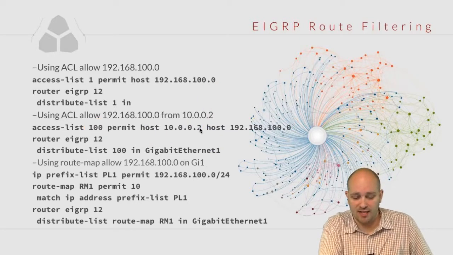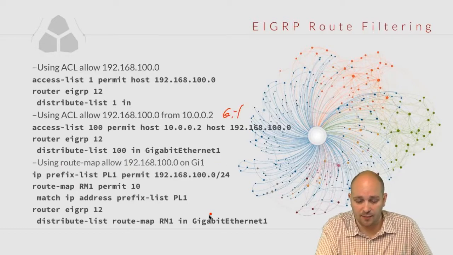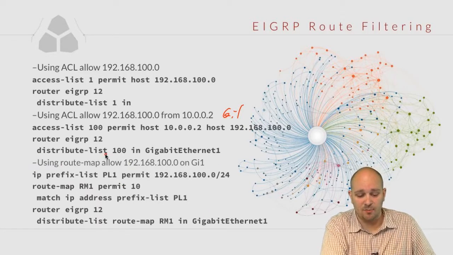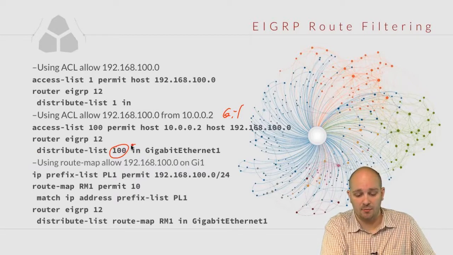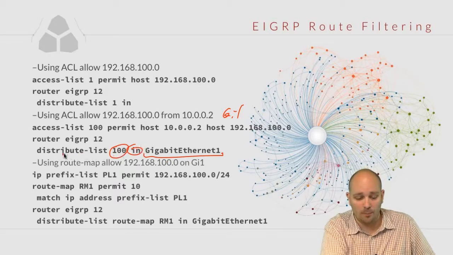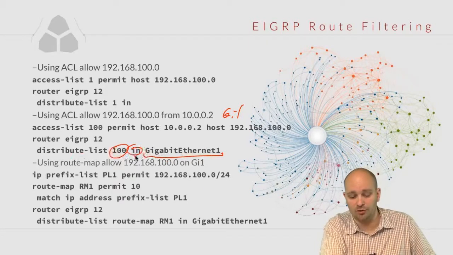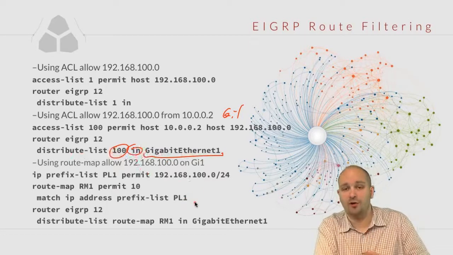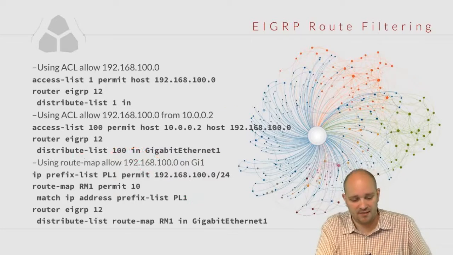So now that we have used the extended access list, we are going to do the same thing. And again, let's say that this was on gigabit interface 1. So we can say distribute list 100 in, so in the inbound direction on gigabit interface 1. So we are applying this distribute list only for routes on gigabit 1. Other interfaces will not be affected by this filtering.